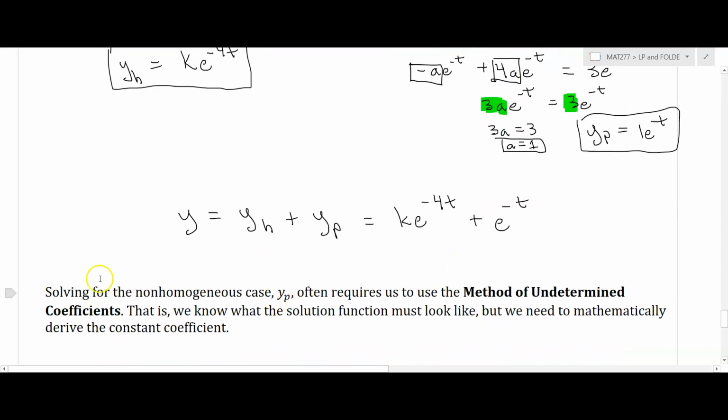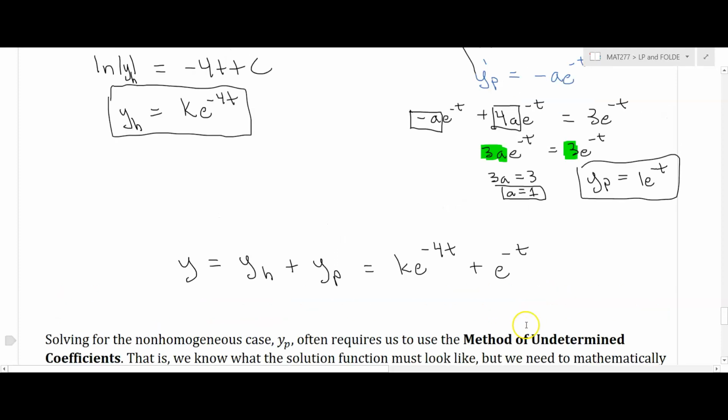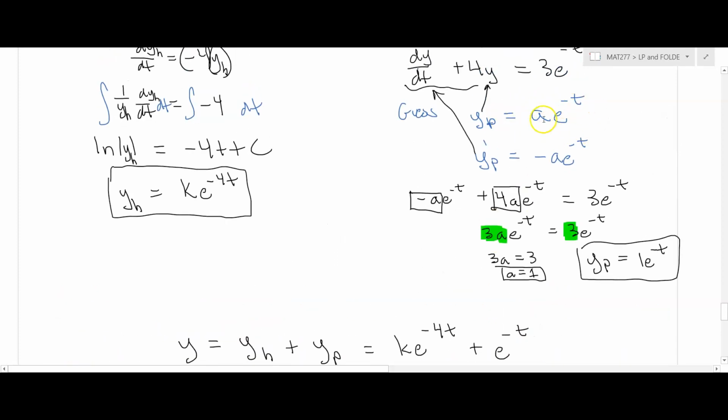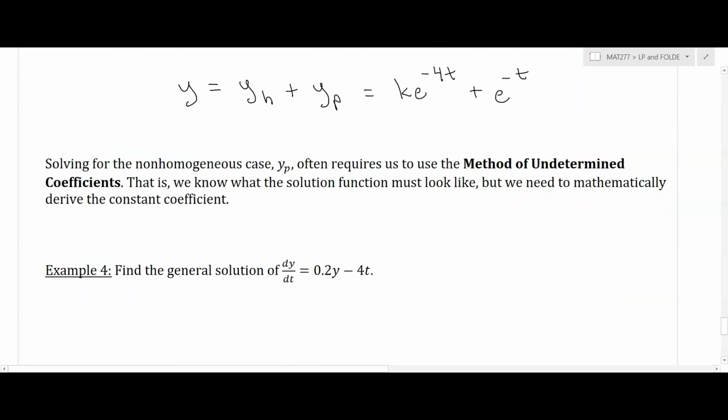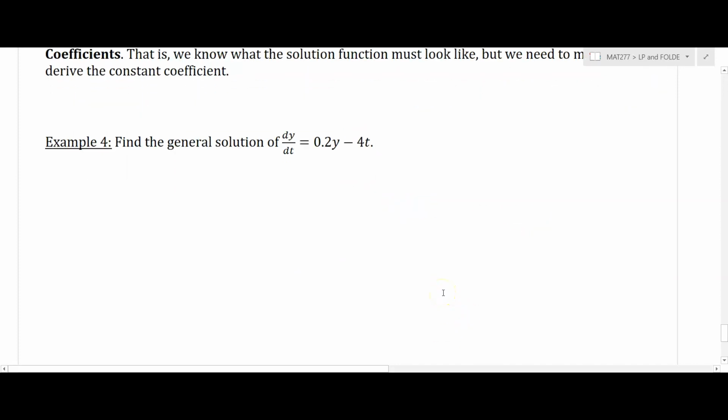What we did here to solve for that non-homogeneous solution, y sub p, we use what's called the method of undetermined coefficients. That is, we knew that our particular solution had to involve the function e to the negative t, so that we ended up with e to the negative t's on both sides. I just didn't know what that coefficient was. That was undetermined, so this method is called the method of undetermined coefficients. Let's look at another example.